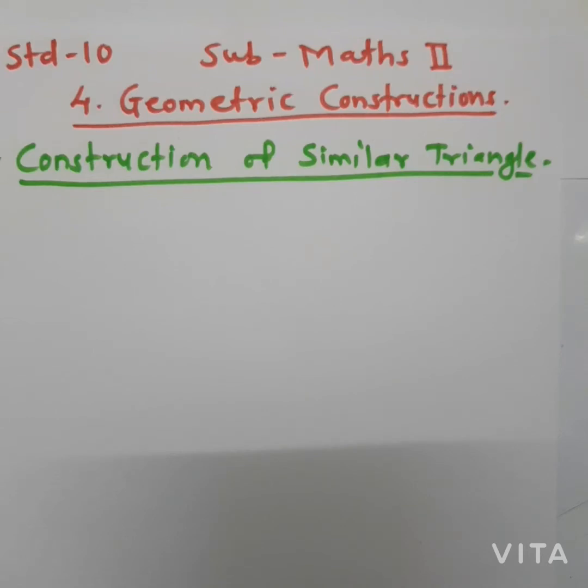Hello students, in the last lecture we have learned some basic constructions. These constructions we have already seen in previous standards. Using these basic constructions, now we are going to see some new constructions. The first construction is the construction of similar triangles.